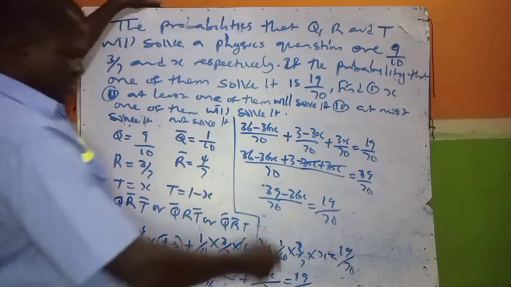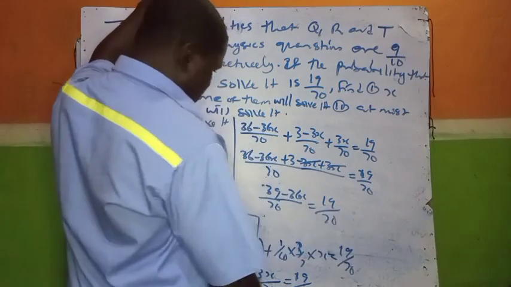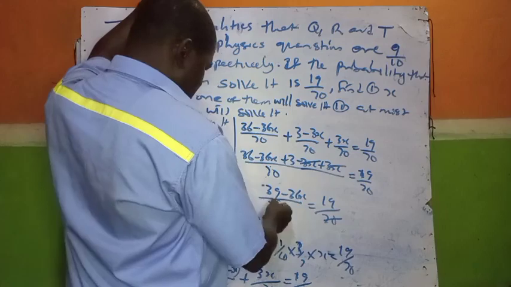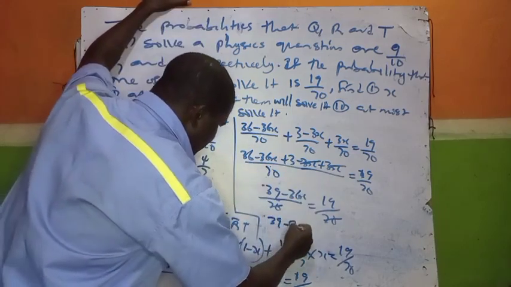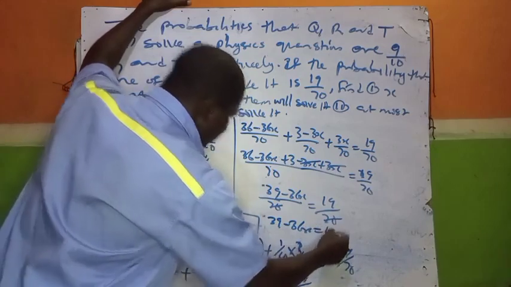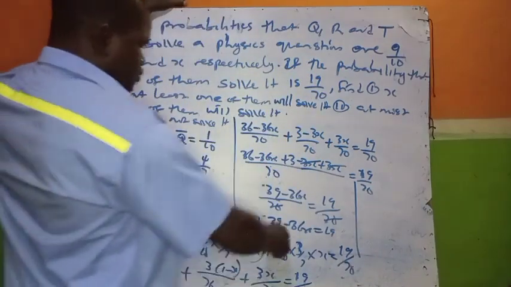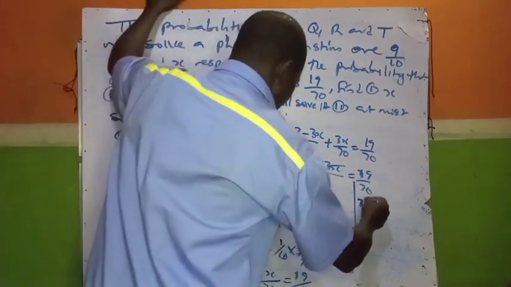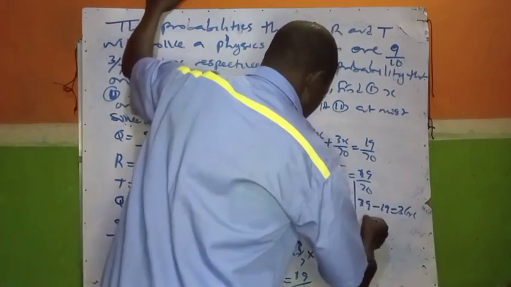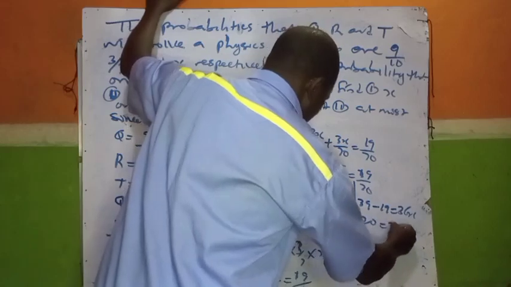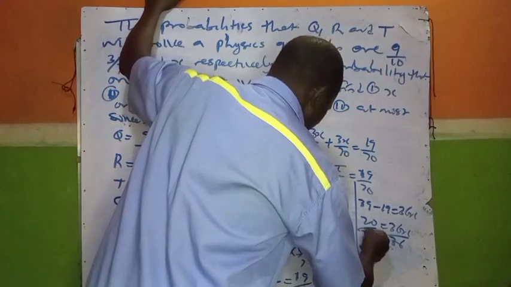So this 70 here and this 70 here can cancel out. When you cross multiply, you have 39 minus 36x equal to 19. So finish it here. You rearrange: 39 minus 19 equals 36x. So here you are going to have 20 equal to 36x. So 36 divided by this.